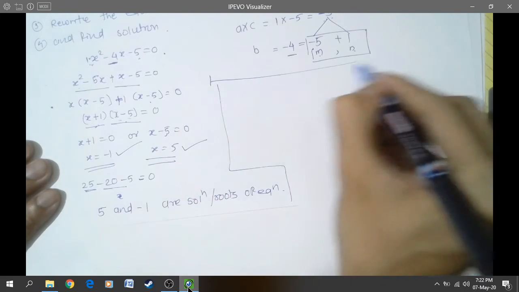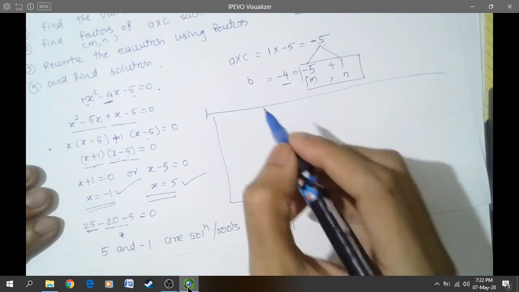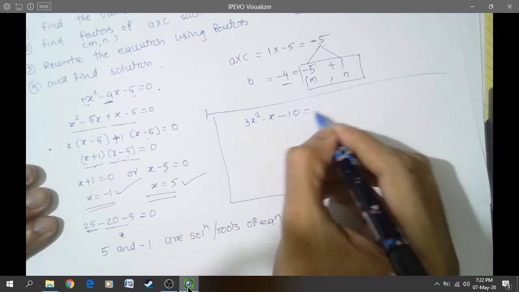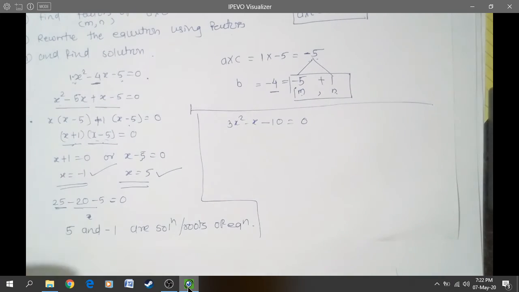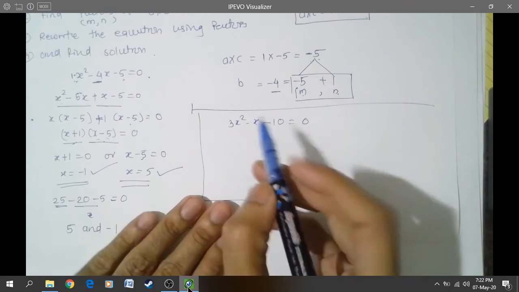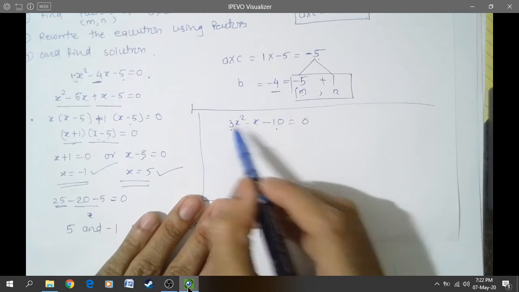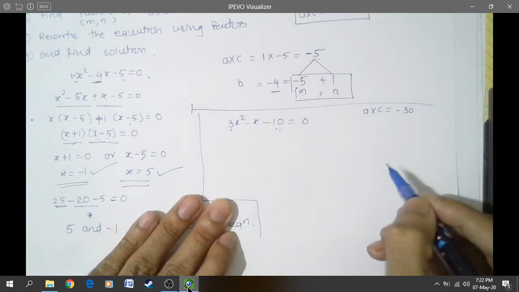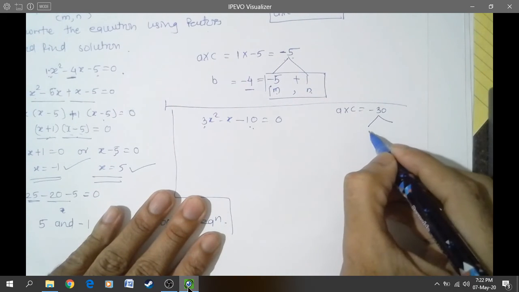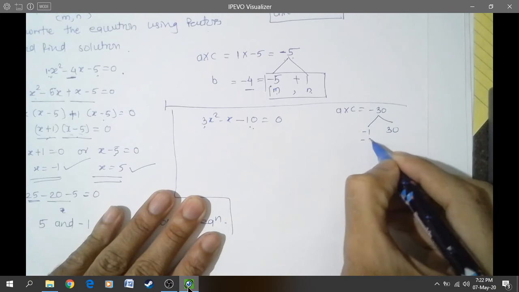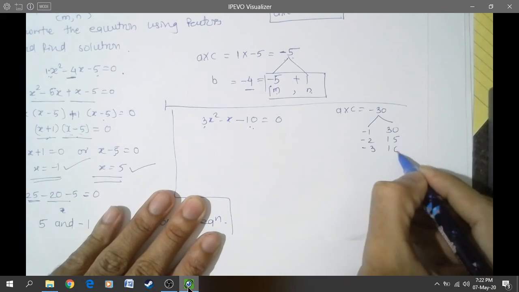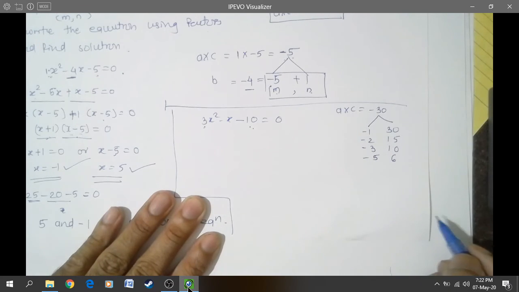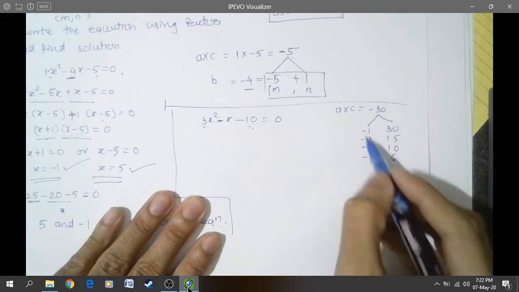Okay, let's try the second example. 3x square minus x minus 10 is equal to 0. In this case, this is a quadratic equation, and what we have to do is multiply a with c. This is a, this is c, right? What is it? a into c is minus 30, right? Find the factors. What are the factors? Minus 1, 30, minus 2, 15, minus 3, 10, minus 5, 6. These are the factors. But what we want is the addition of these factors.